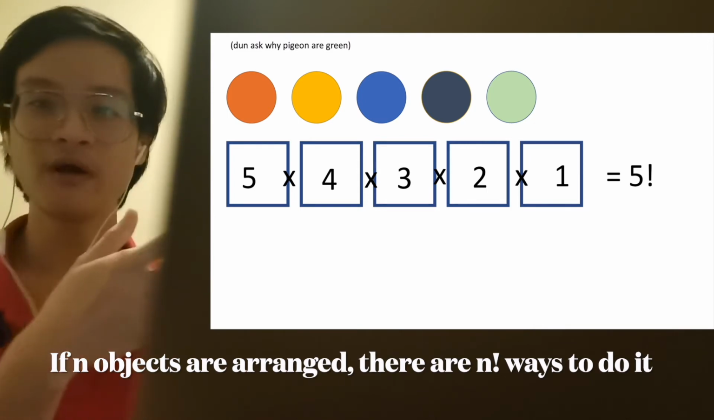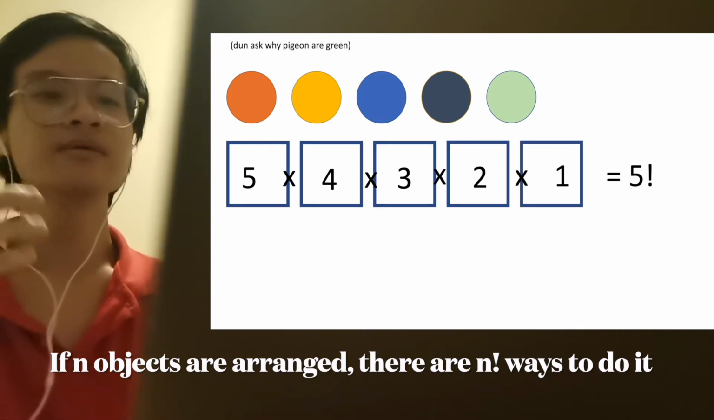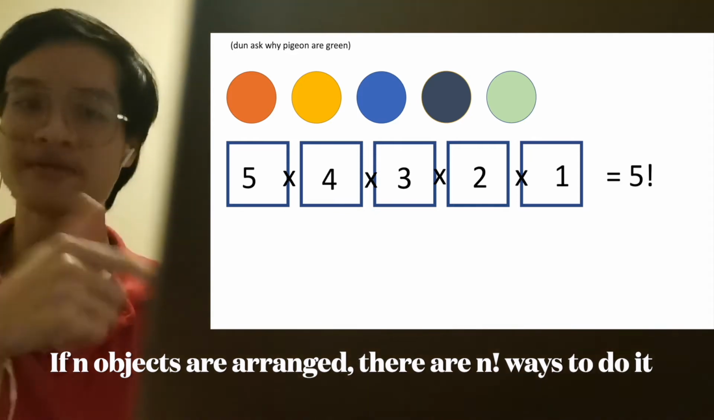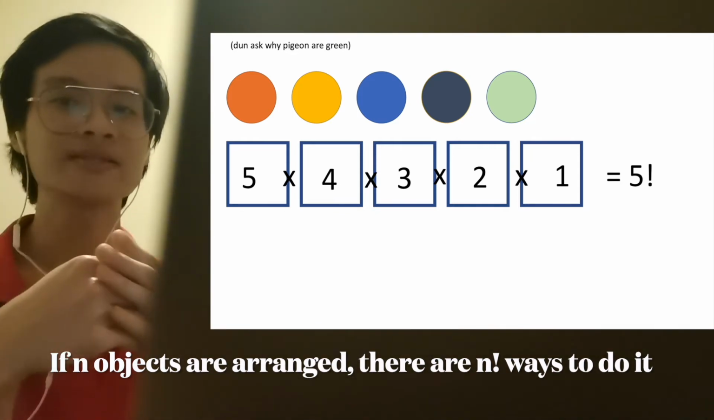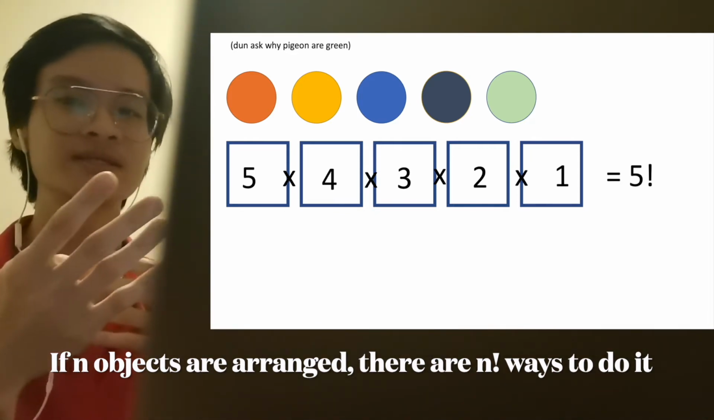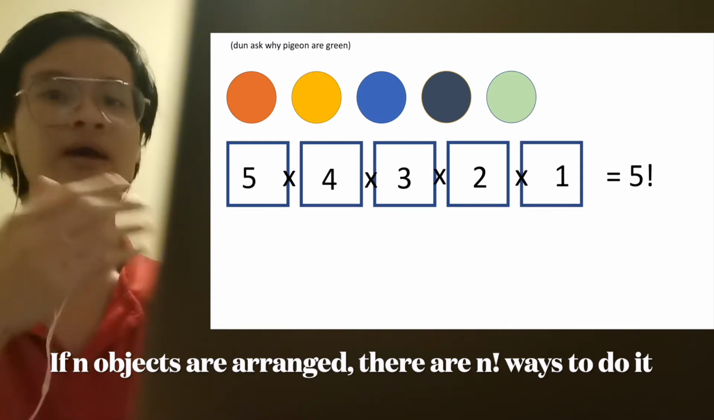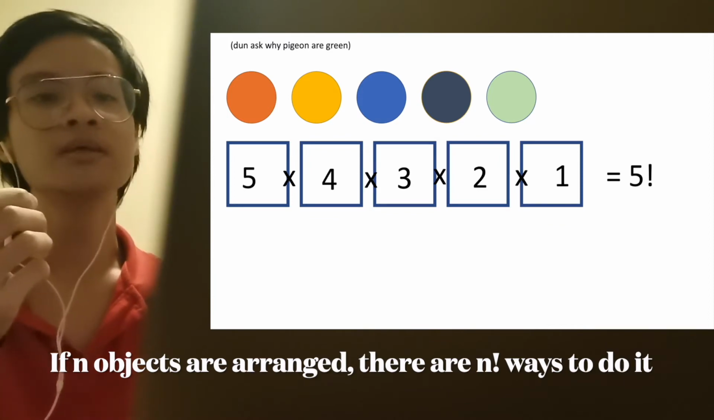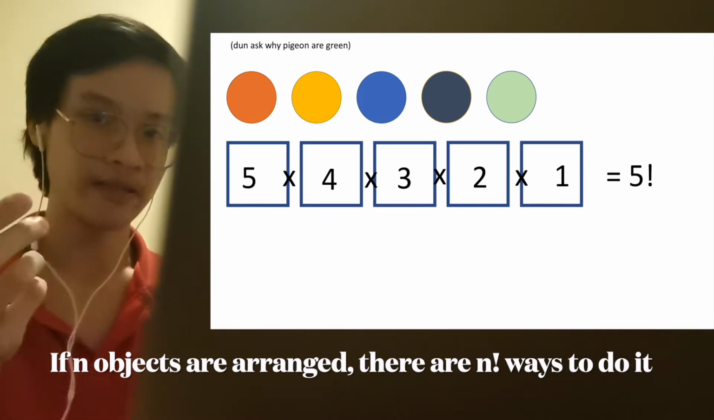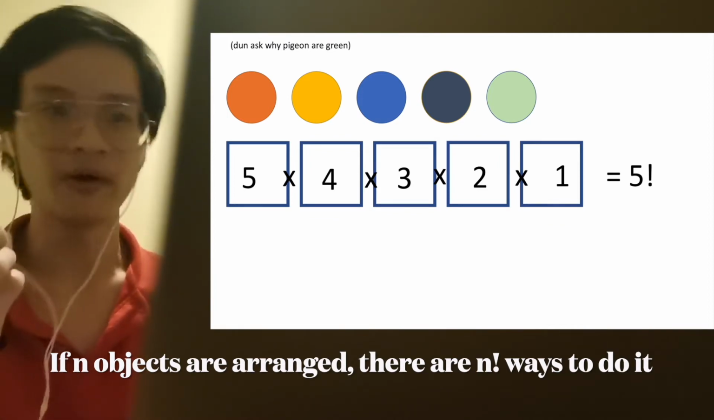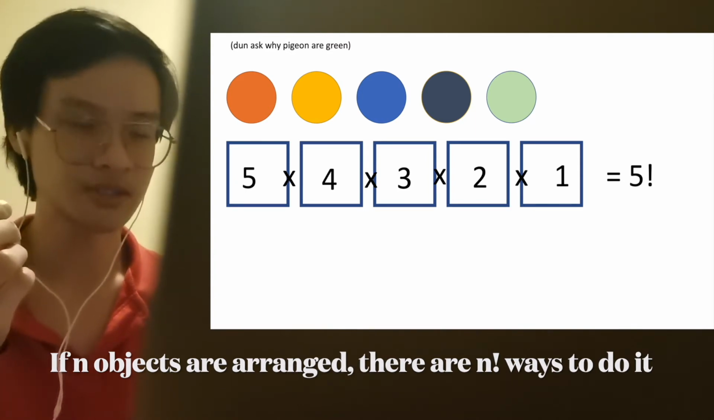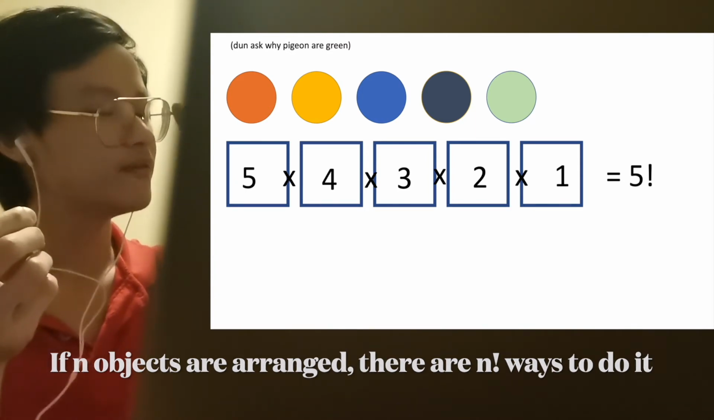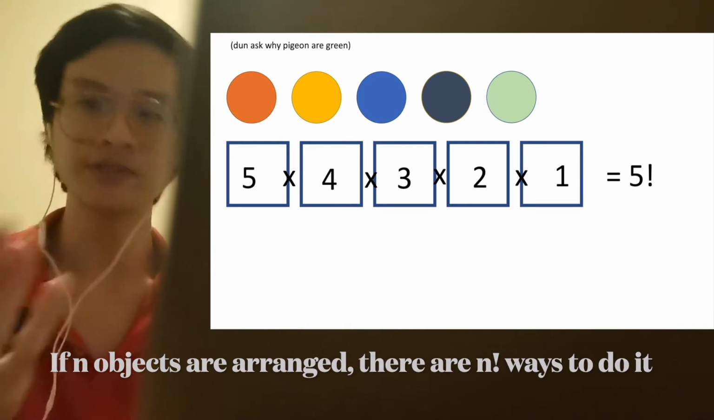So you have 5 holes and 5 pigeons. All 5 pigeons can enter the first hole. After that, 4 pigeons are left. All 4 can enter the second hole. After that, 3 are left. All 3 can enter the third hole. 2 are left. All 2 can enter the fourth, and the remaining one goes to the fifth hole. So 5 times 4 times 3 times 2 times 1 gives you 5 factorial, or 120.